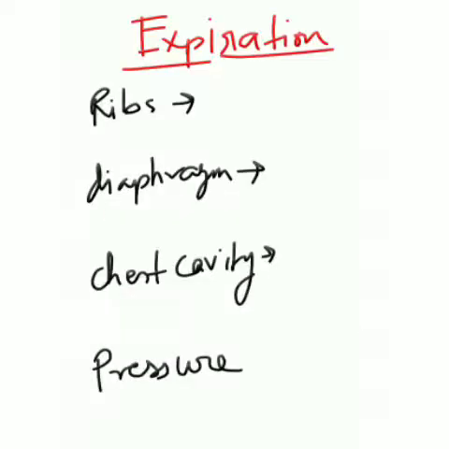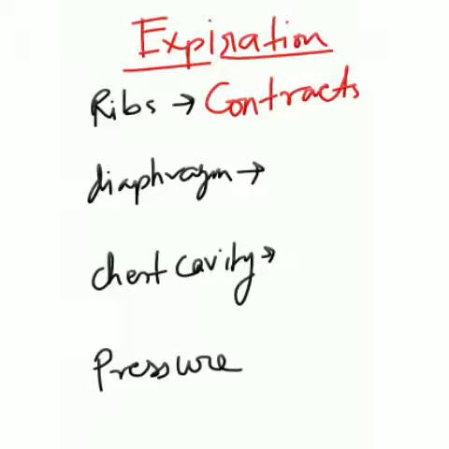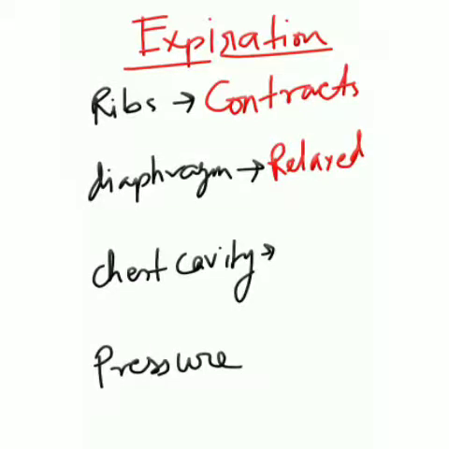So in case of expiration, ribs contract, or we can say depressed, diaphragm relaxed or moved to its original position, chest cavity, that is the volume of the chest, decreases, thus forcing the air out into the atmosphere, and the pressure increases.